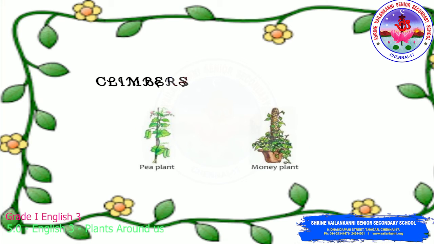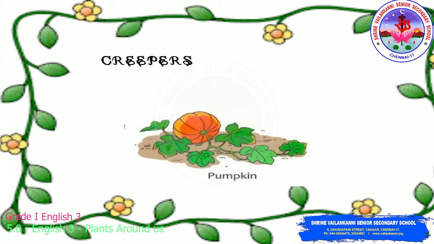Okay, climbers will grow with the help of something which gives some balance to grow, but these creepers, even if it has balance also, will not grow because the stem will be very weak. So they will be growing only on the ground. Okay, so for creepers, the best example is the pumpkin. So far we learned about trees, shrub, herb, climbers and creepers.